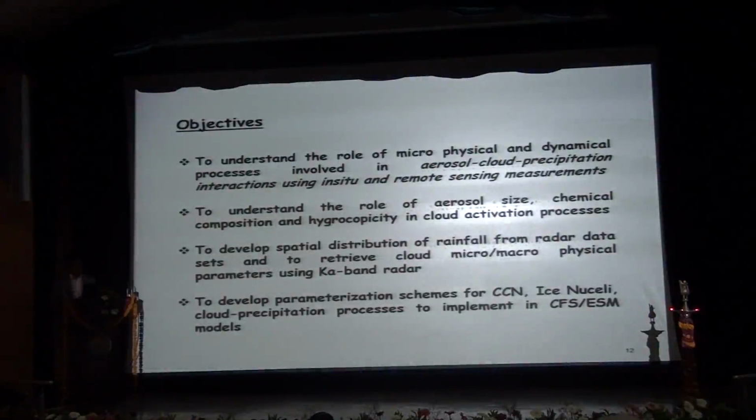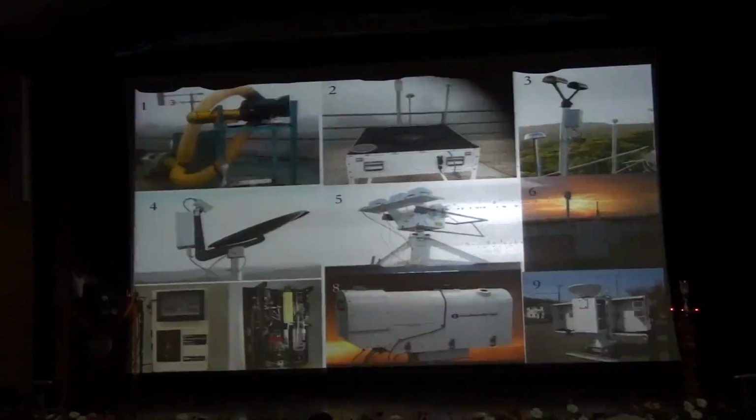wherein all cloud, aerosol and precipitation processes are measured. With the following objectives, we initiated this project a few years back, and we have started getting good results now. I'll show you some of the results. These are the major objectives. We make both in situ measurements and remote sensing measurements through radars, and look at how the physical and chemical processes influence the cloud processes and precipitation processes.